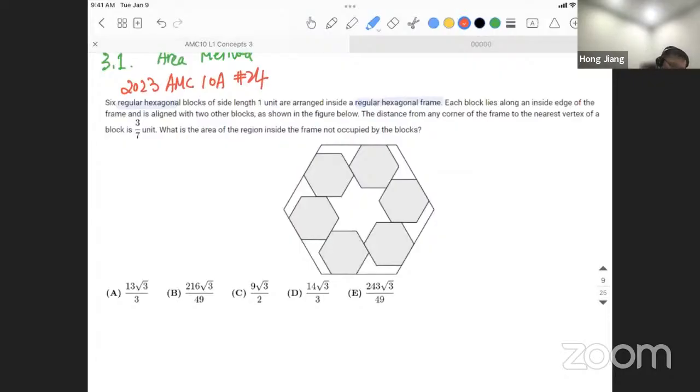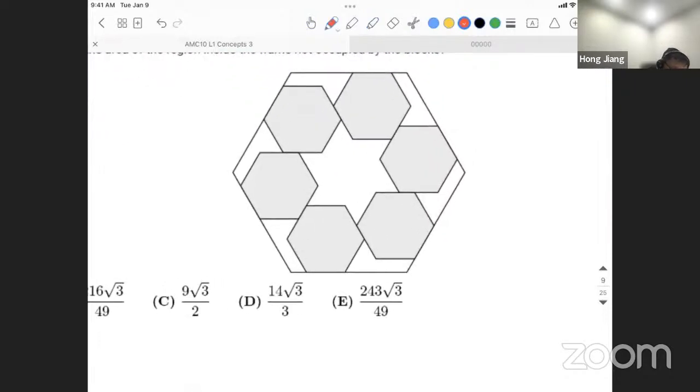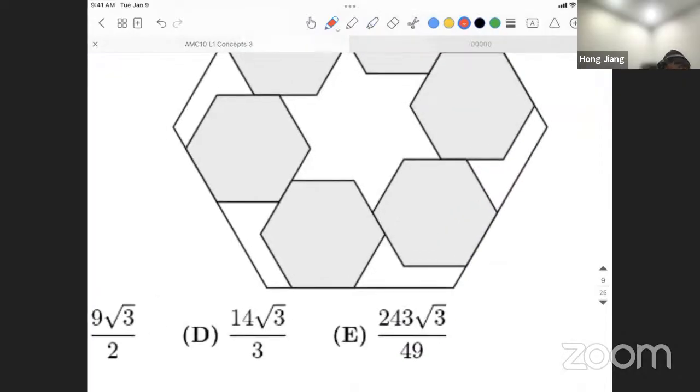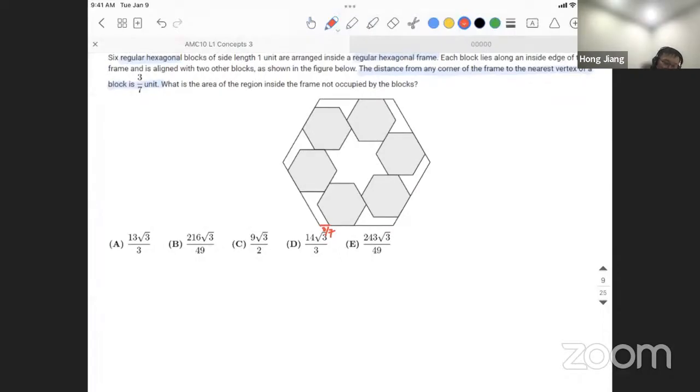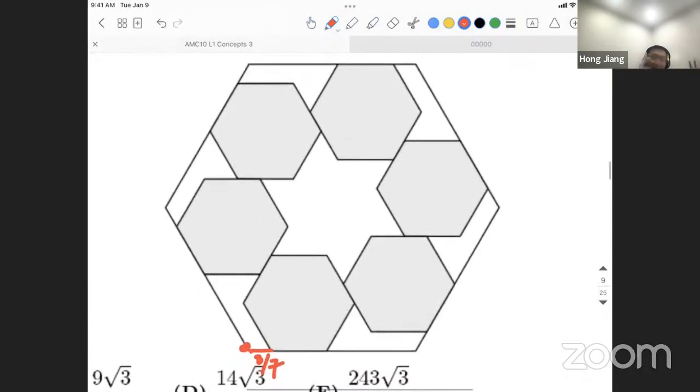The distance from any corner of the frame to the nearest vertex of a block is 3/7 unit. I think this is important. It means this part, 3/7. The distance from any corner of the frame to the nearest vertex of a block is 3/7. Then what is the area of the region inside the frame which is not occupied by the blocks? So basically the question asks you, what about the white part?